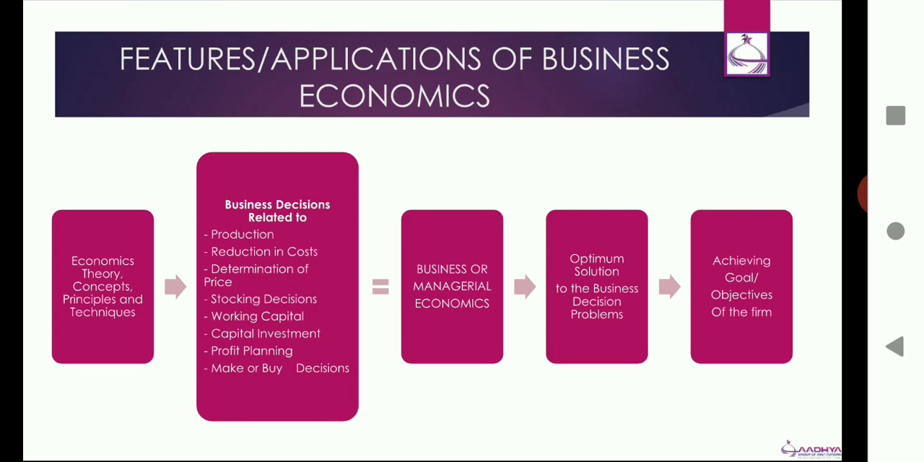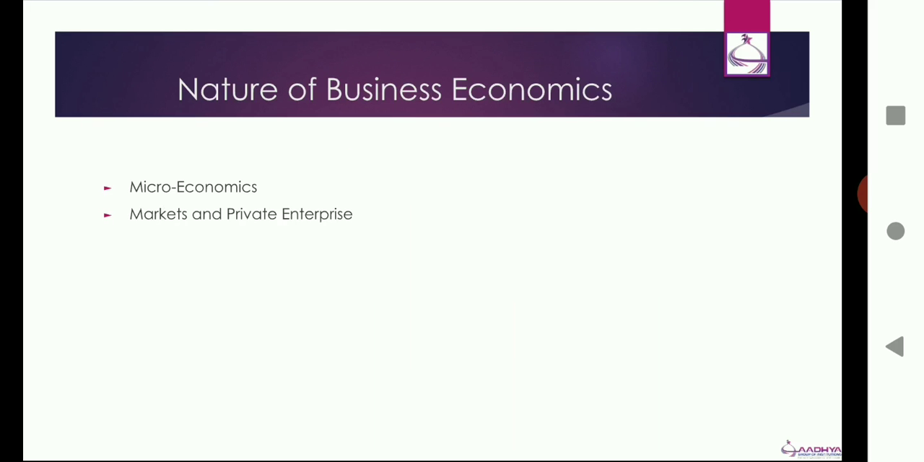So when we apply these decisions to a business based on economic theory, we get business economics, which provides optimum solutions to these problems and allows a business to achieve its goals. There are two types of goals which any firm has. One is profit, second is expansion, and both of those can be achieved using these principles.